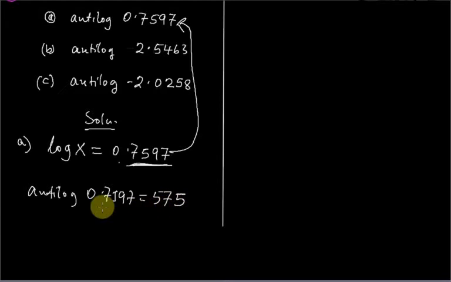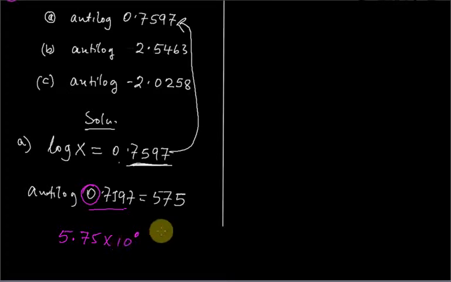Okay, but now this is our characteristic. And mind you, to get this logarithm, the number was written in standard form. So we are going to write this in standard form. It is the same as 5.75 times 10 power this characteristic, which is 0. But we know that 10 power 0 is 1.